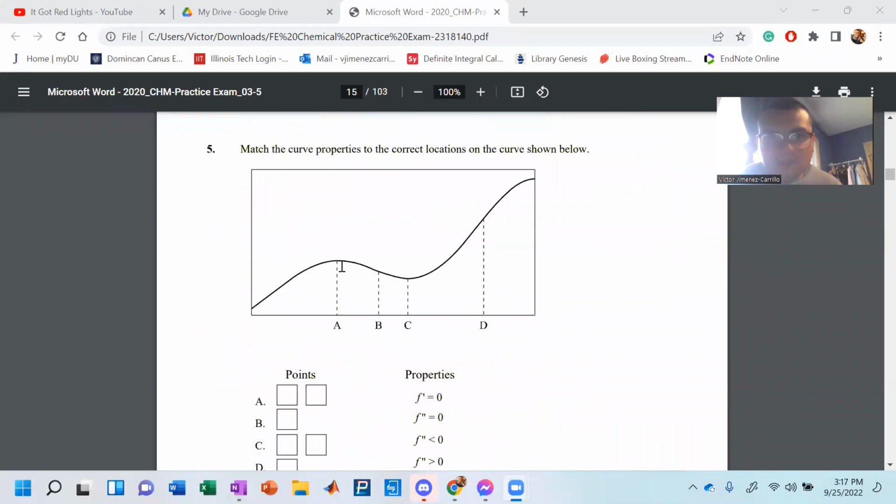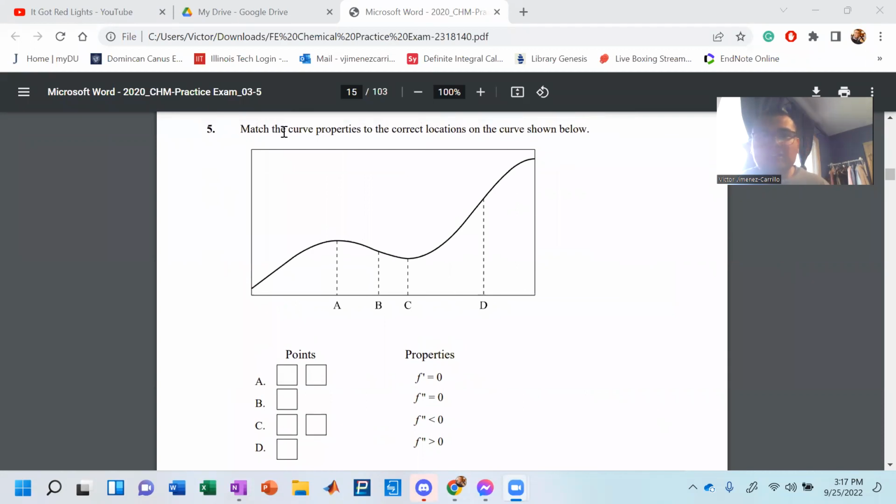It's not too bad so far. Number 5, match the curve properties. What the hell is that? Number 5 says, match the curve properties with the correct locations on the curve shown below. Well, you have derivatives, you have a curve, and we want to match everything we can with it. Well, let's go quick and dirty. So you have A, B, C, D.